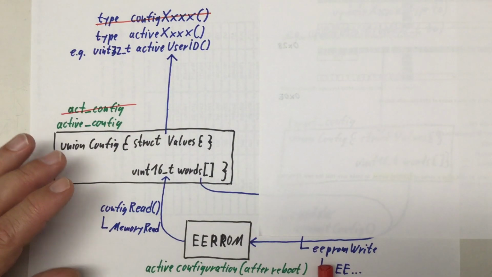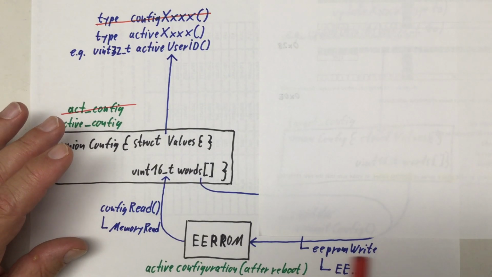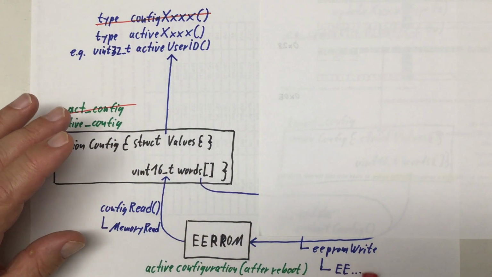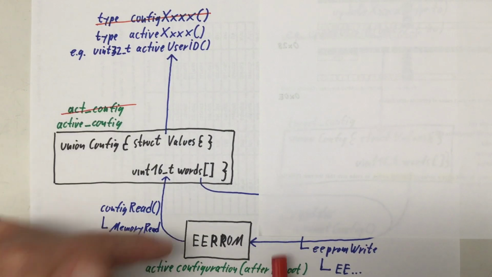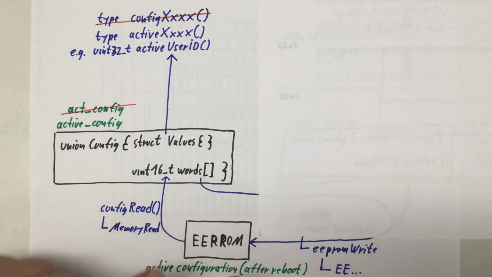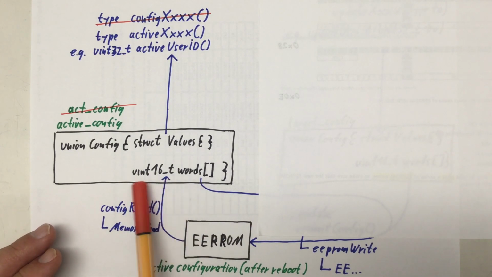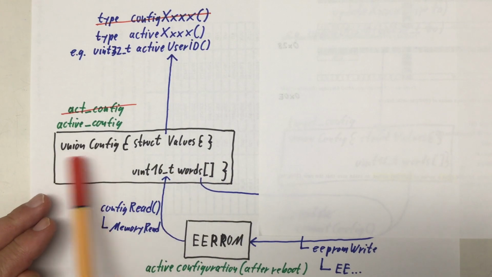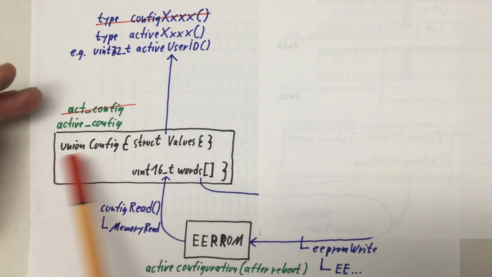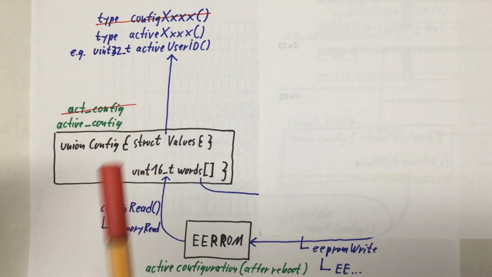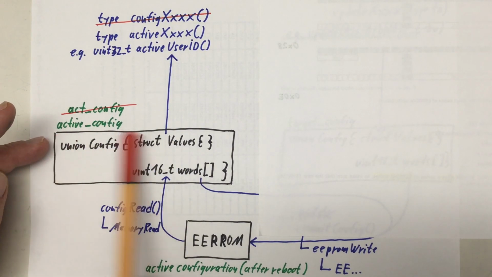As mentioned in the previous video, we implemented an EEPROM write method that uses 6 different EESPI messages to write a single 16-bit word within the EEPROM. In the video before that, we've implemented a config read method that uses the 2 memory read messages to read out the relevant 16-bit words from the EEPROM and store them in a 16-bit integer words array inside a union config. And we called that union config actconfig. I changed that meanwhile, it's now active config.